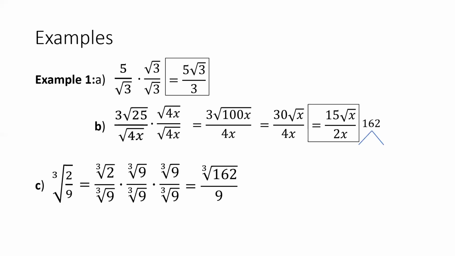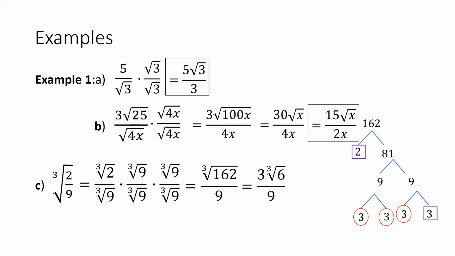which I do off to the side here because I ran out of space. So 162, I can break into 2 and 81, which I can break into 9 and 9, which I can break into 3 and 3, and 3 and 3, and I have 3 of a kind of 3s, and then I have a 2 and a 3 left over. So I can pull a 3 in front of my cube root, leave behind a 2 times 3, which gets me 6.